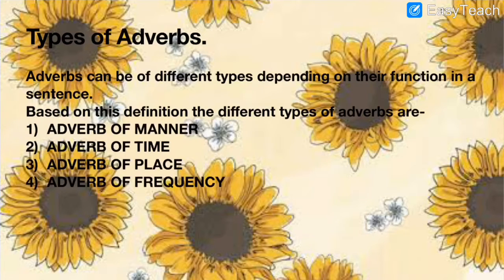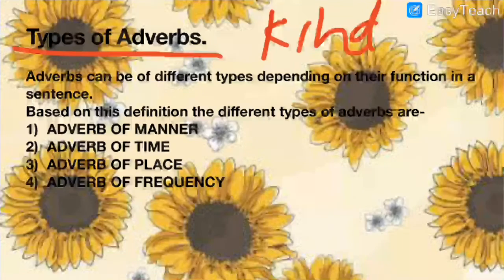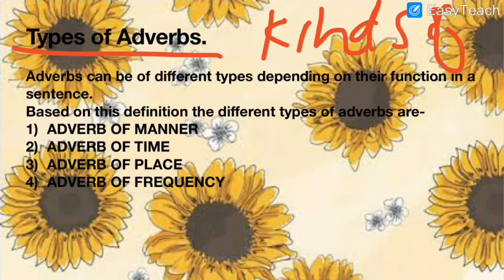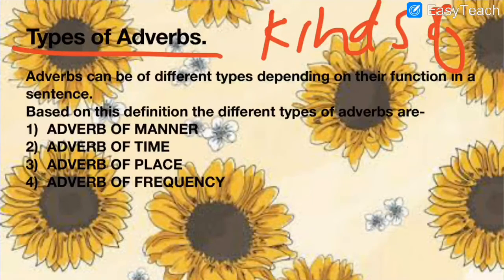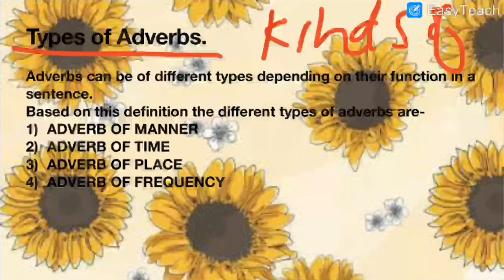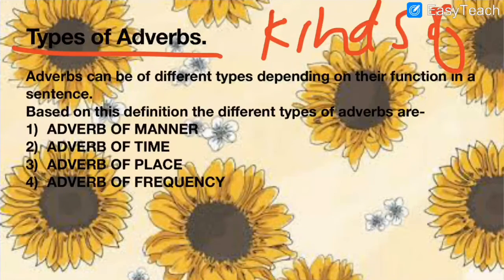Now, just as you know, there are kinds of nouns, you have studied kinds of pronouns. Similarly, you have kinds of adverbs, okay? Now, how many kinds of adverbs are there? Based on the definition that you have studied, we have 4 types of adverbs. They are adverbs of manner, adverbs of time, adverbs of place, and adverbs of frequency.